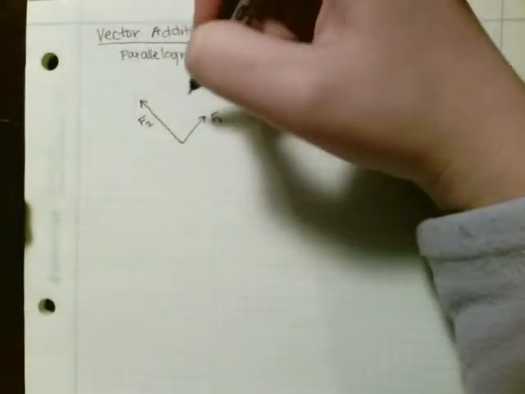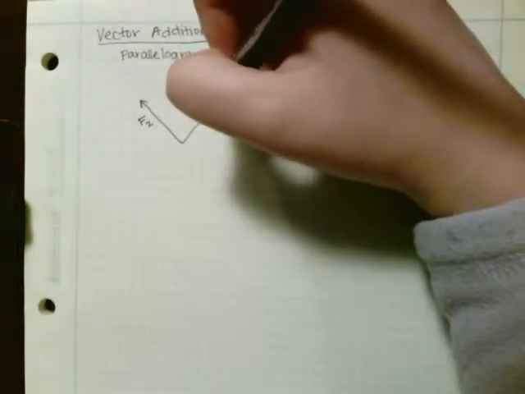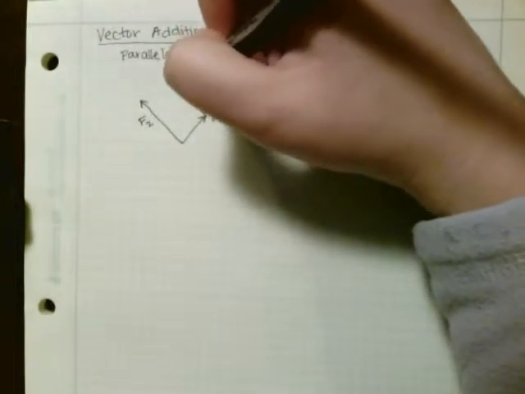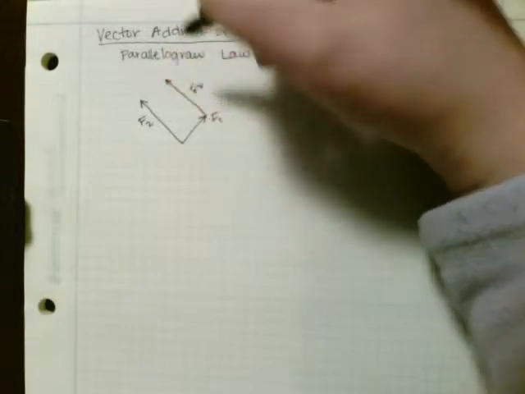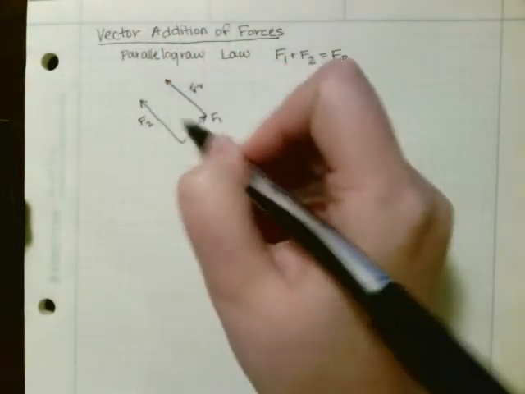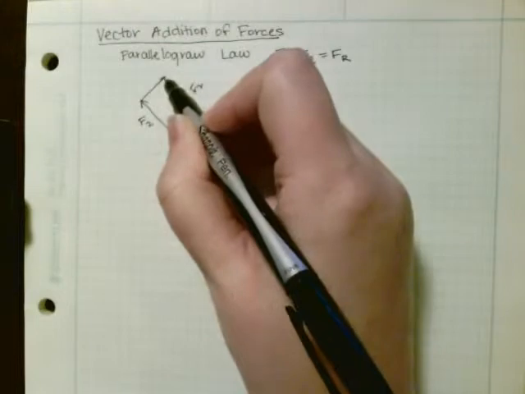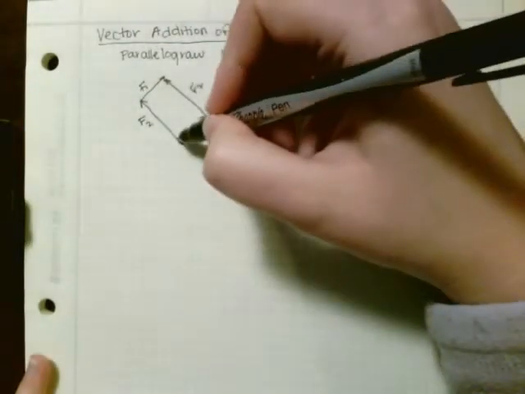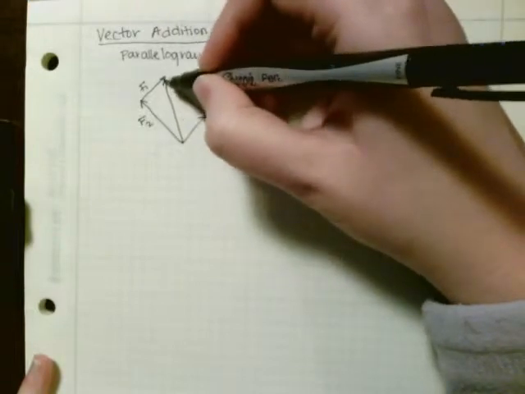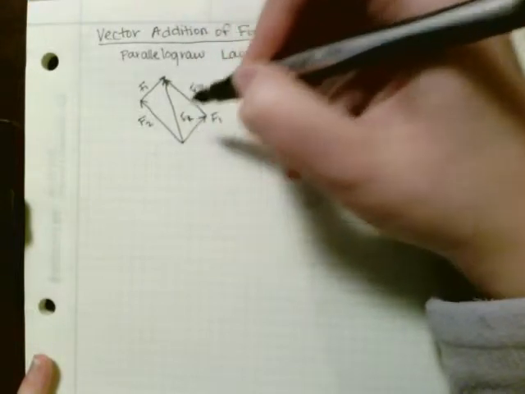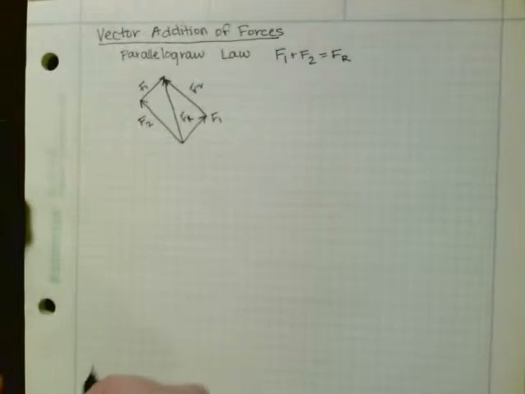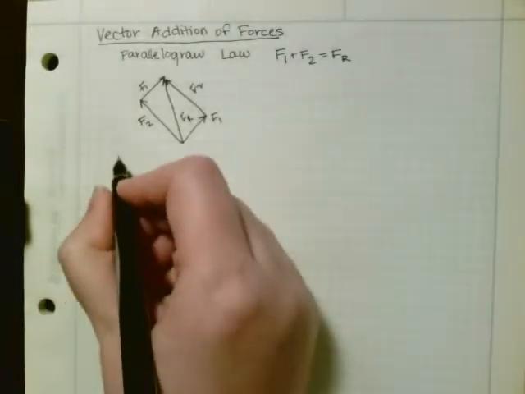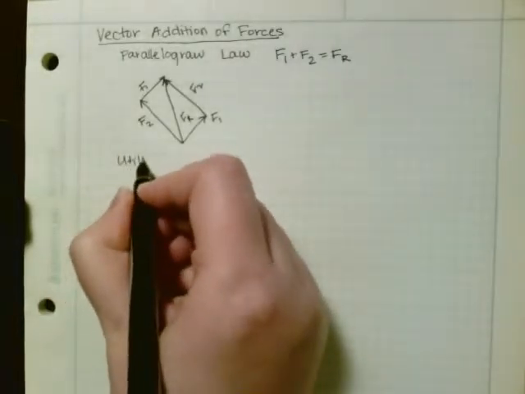So we draw F2 parallel to the original F2 at the tip of F1. And you do the same thing to F1. So parallel F1 at the tip of F2. Now you have a parallelogram. And this hypotenuse right here is your resultant force. So now what we can do is utilize trig to solve for the resultant force.